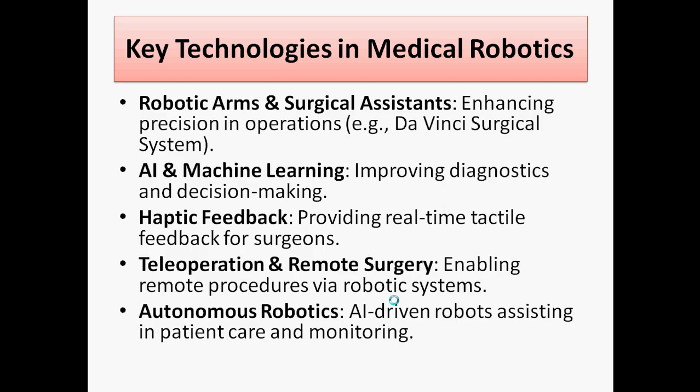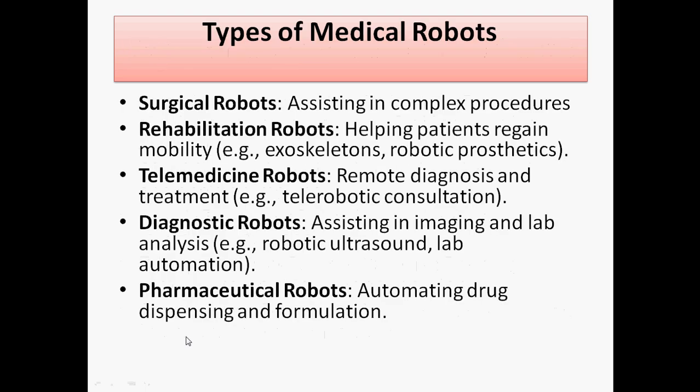Then teleoperation and remote surgery. So it is enabled by remote processes. We are at remote places handling the robotic systems. So it is called teleoperation and remote surgery. The next is autonomous robotics, which assists in patient care. So a telecare robot is present. So that is about autonomous robotics. Monitoring is done with the robot. So that is possible in the medical area.